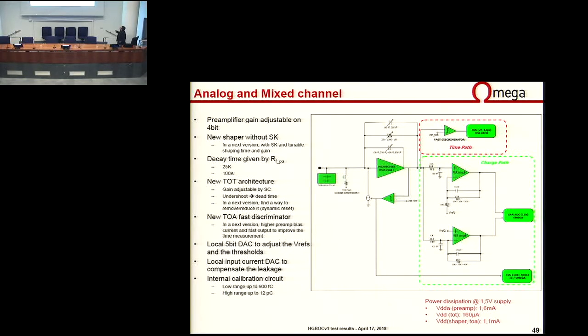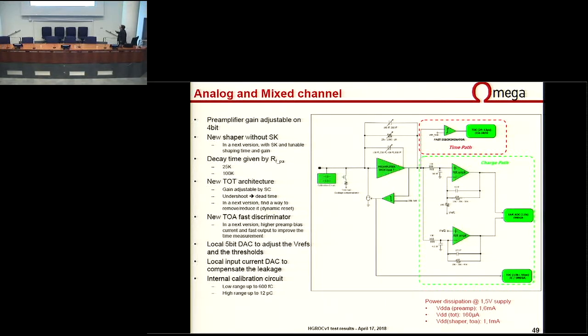So here is the architecture of the front end. We have a preamplifier which is followed by a differential Sallen-Key shaper, which will be continuously digitized by a SAR ADC. There is one TDC which measures the time of arrival, and we have two TDCs which are measuring the TOT.